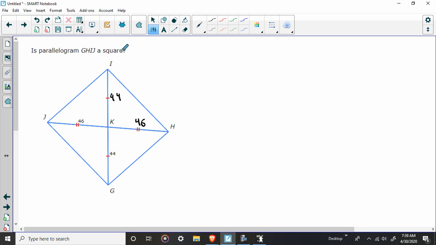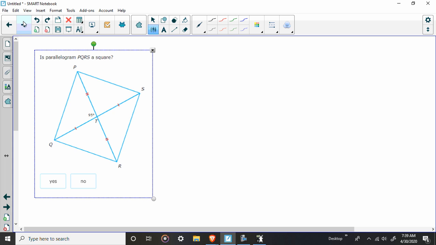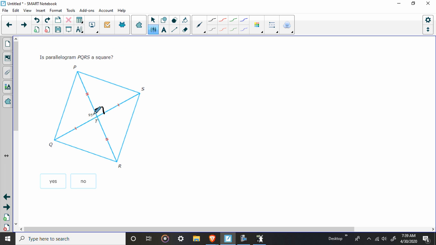Okay, so is this a square? No. Right? If we want to make this a square, we'd have to say something like that, where they're all the same. All right, is this a square? Again, no. Okay, so first of all, you know that these are not congruent to each other, right? But also, in order for it to be a square, this has to be a 90-degree angle. This is not. It's 95 degrees, so no, this is not a square.